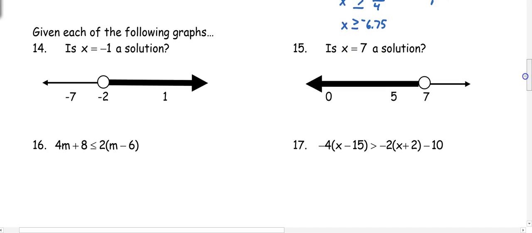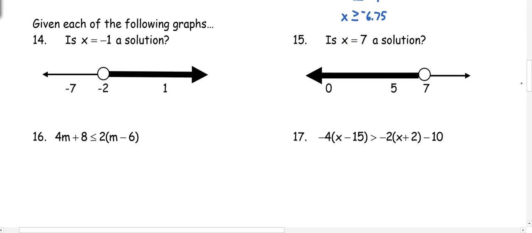14 and 15. Is x equals negative 1 a solution? So would x equals negative 1 fall in the shaded area somewhere? So in this case, negative 1 would be somewhere to the right of negative 1, which is over by the shaded part of our graph. So we would say, yes, negative 1 is a solution.